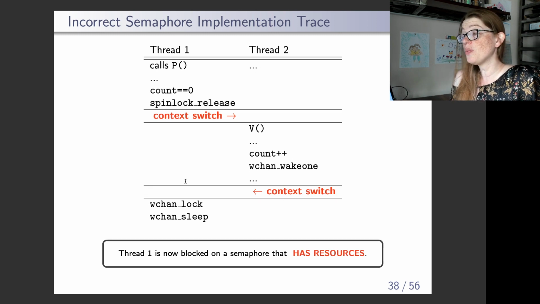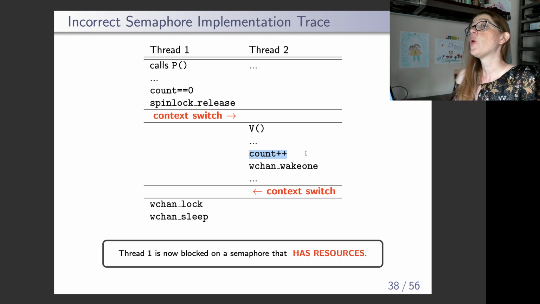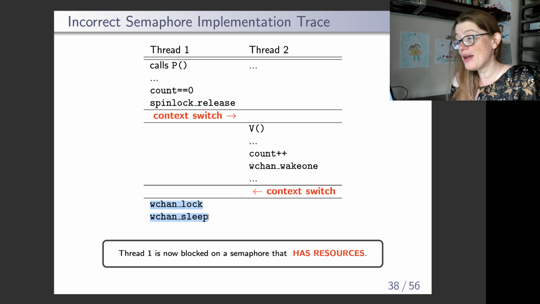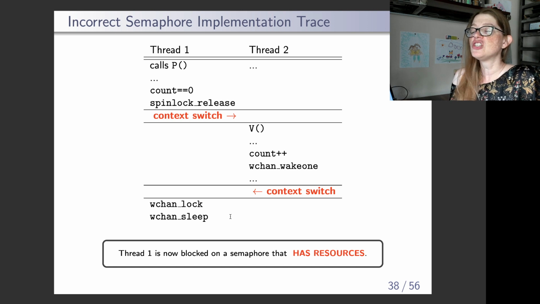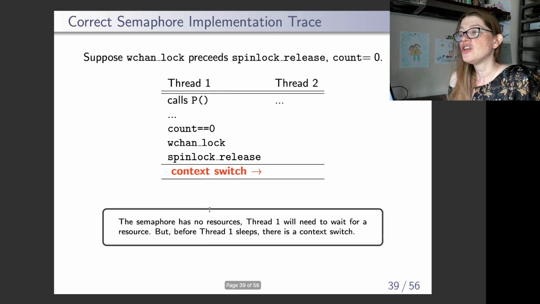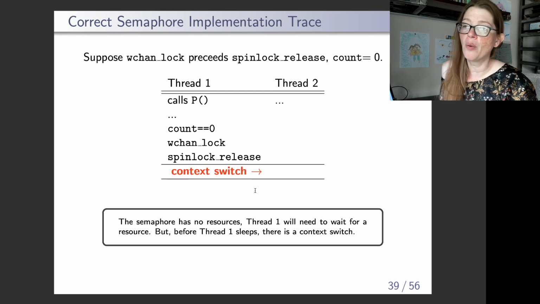Now, thread 1 is going to wake up and immediately execute the next instruction, which is wchan lock. Thread 1 is under the impression that the counter of the semaphore is 0, but that's simply not the case. Which means that thread 1 is going to fall asleep on a semaphore that technically has a resource available. So in order to prevent that from happening, you have to lock the wait channel before you release the spin lock. Because that's going to prevent the releasing thread from actually performing the release until you have safely fallen asleep on that wait channel.